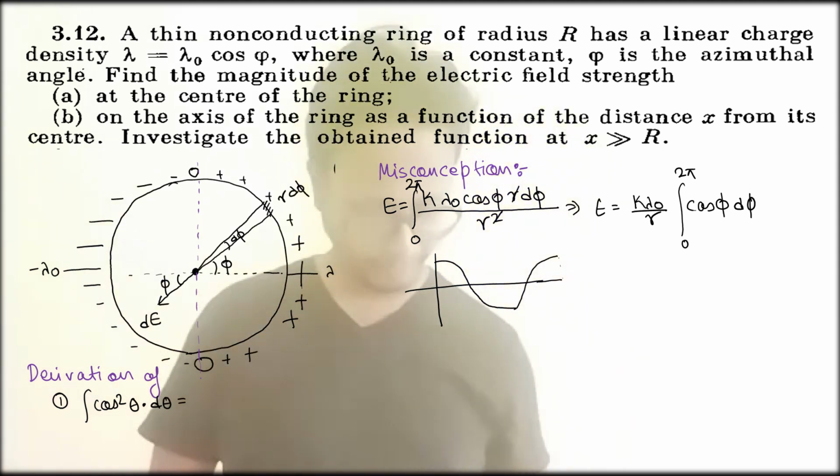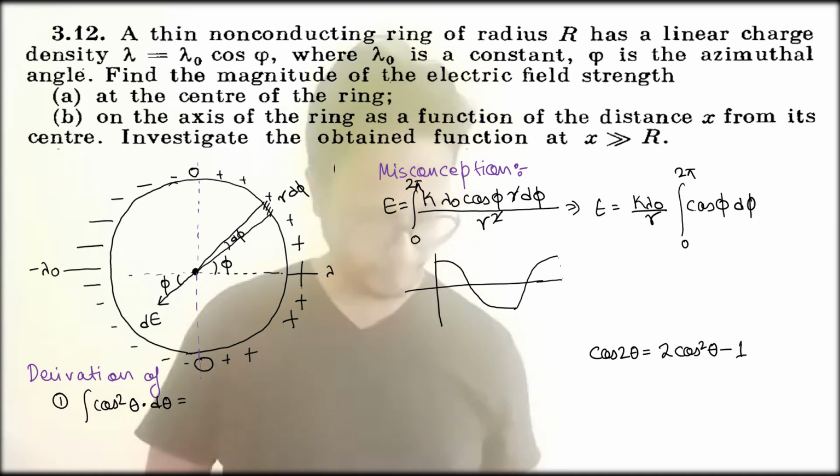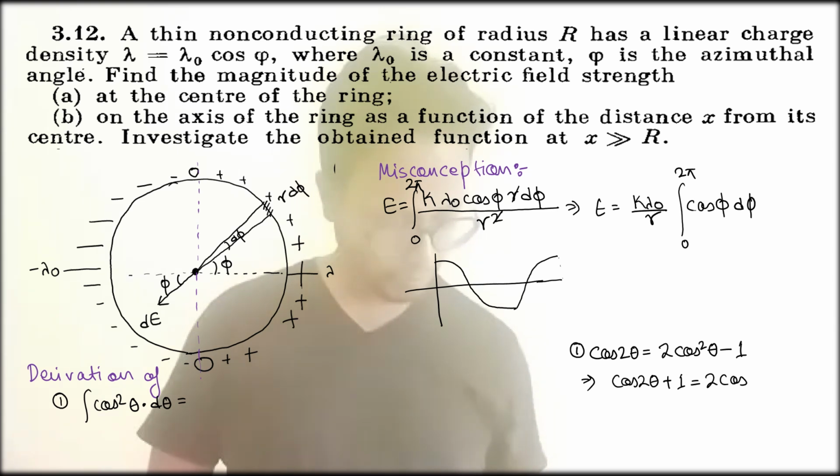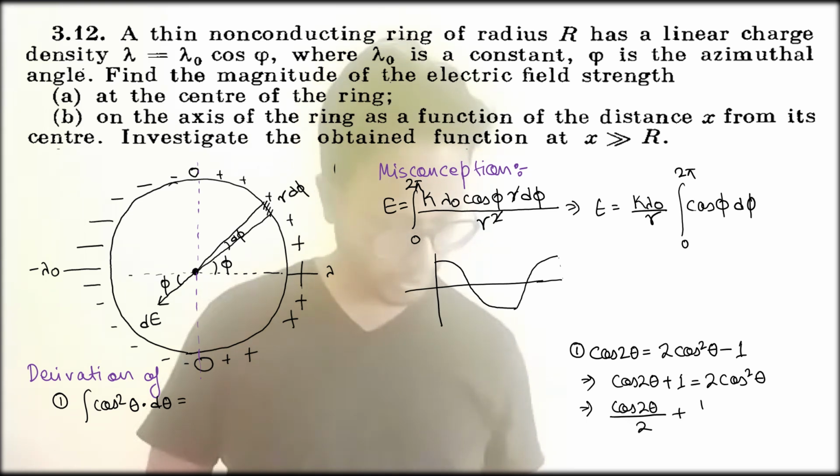So out here, cos 2 theta is nothing but cos square theta minus sin square theta, or 2 cos square theta minus 1. This is nothing but the value of cos 2 theta. Or cos 2 theta plus 1 is equal to 2 cos square theta. Or cos 2 theta divided by 2 plus 1 divided by 2 is equal to cos square theta.